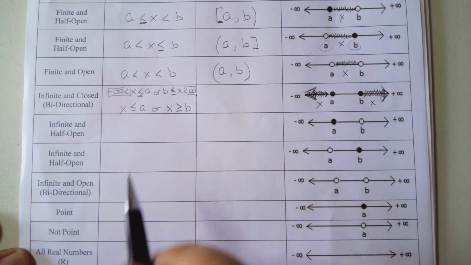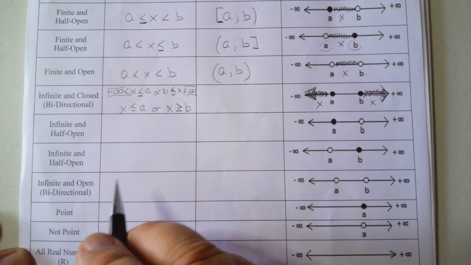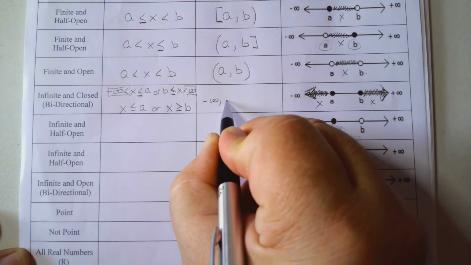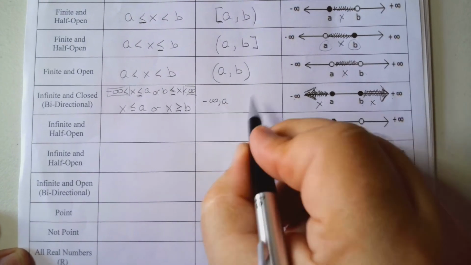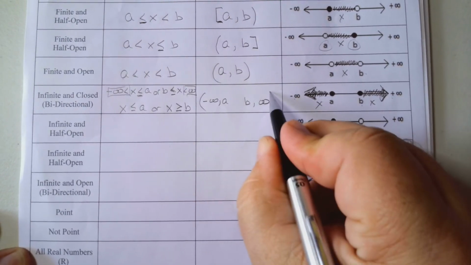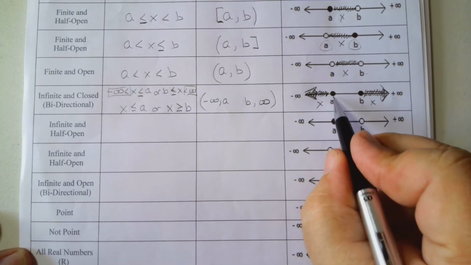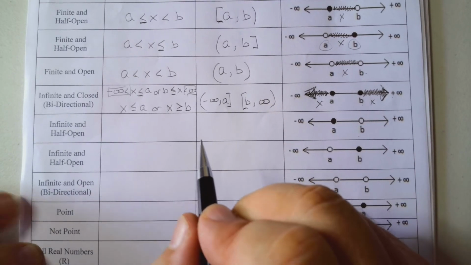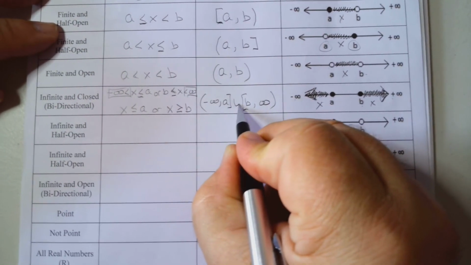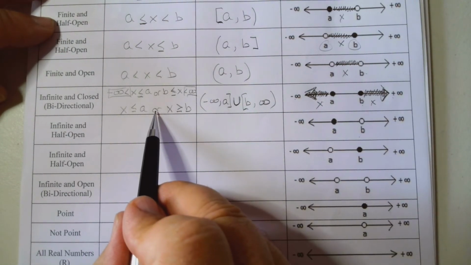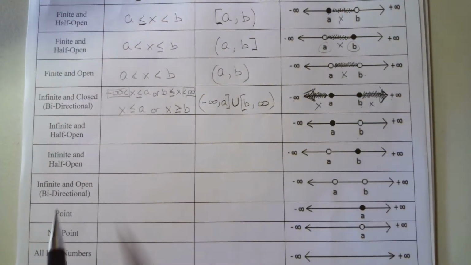Now the interval notation. We have two sets of intervals. We can go from negative infinity to a. We can go from b to positive infinity. And remember, infinities are always parentheses. These are both solid. So when we do interval, we use the U for union. It means the same thing as or, but it looks more mathematical.